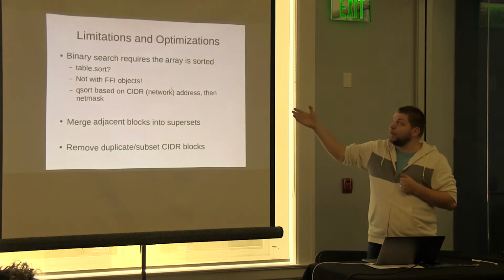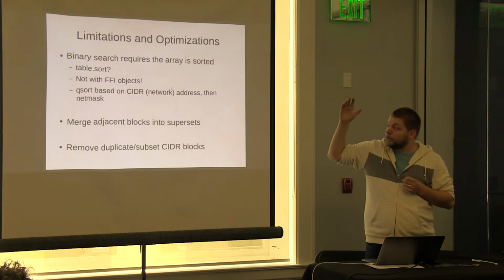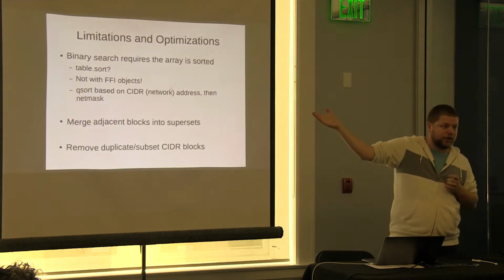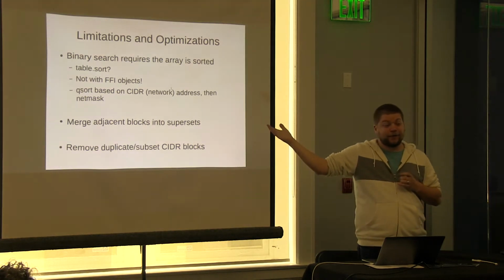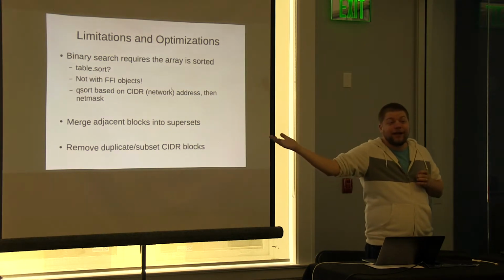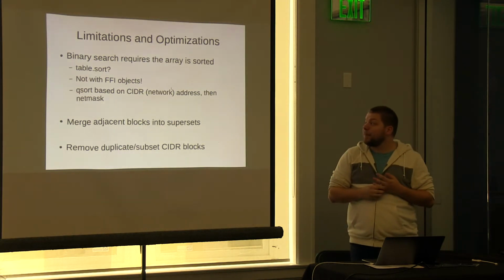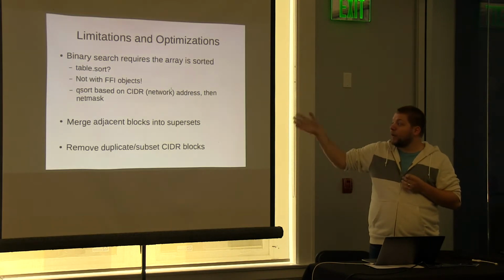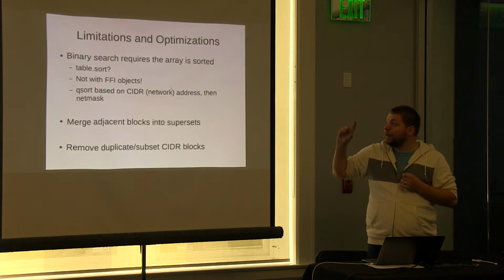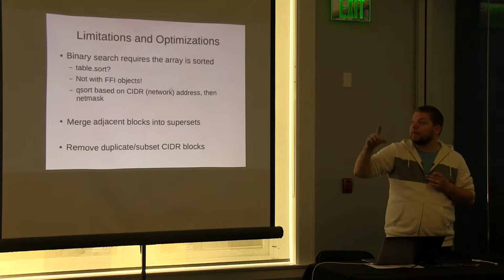So a binary search obviously requires that the array is sorted, which I had a little bit of fun playing around with at 1 in the morning when I didn't actually realize that table.sort doesn't sort FFI objects. So that was 45 minutes of my life that I'm never going to get back. So I ended up having to write a quick qsort that sorts based on the CIDR's network address and then based on the net mask.